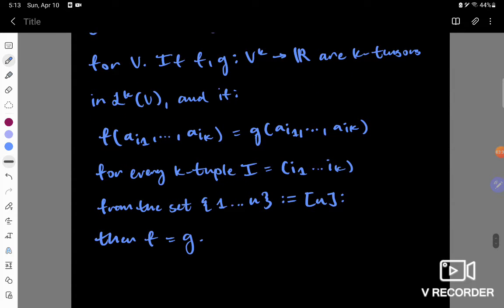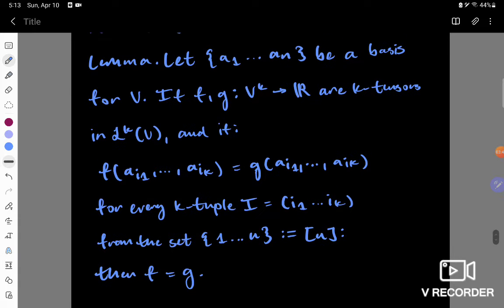So what is this stating? It's analogous to what I described earlier as determining linear transformations based on how they operate on bases. If we have this a sub I basis here, and this k-tensor acting on every k-tuple of basis elements possible, so you're taking k from n of these, and if f and g act the same way on each k-tuple of basis elements, then we claim that they are in fact the same thing. They're equal as k-tensors. So how do we prove this?